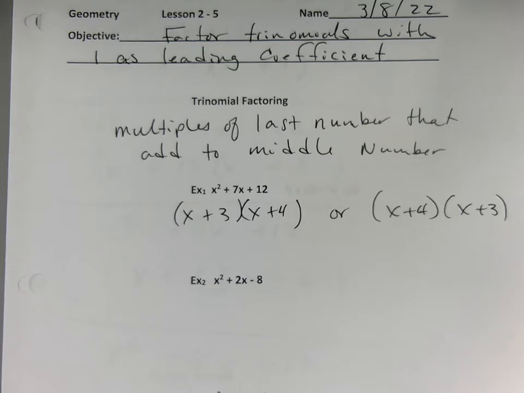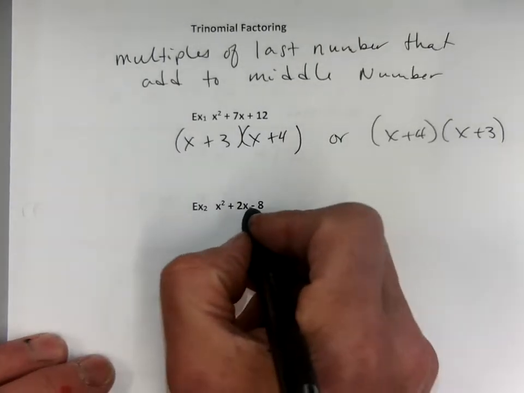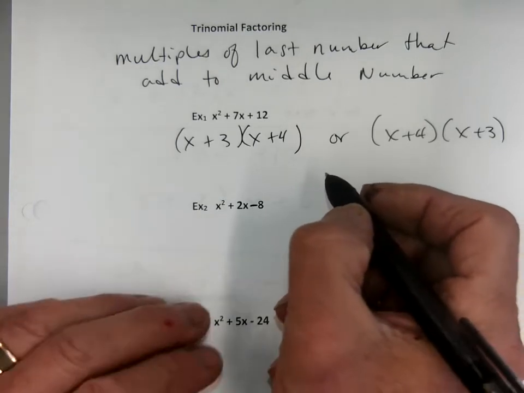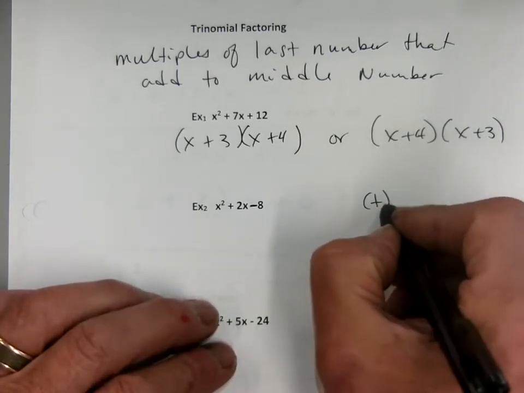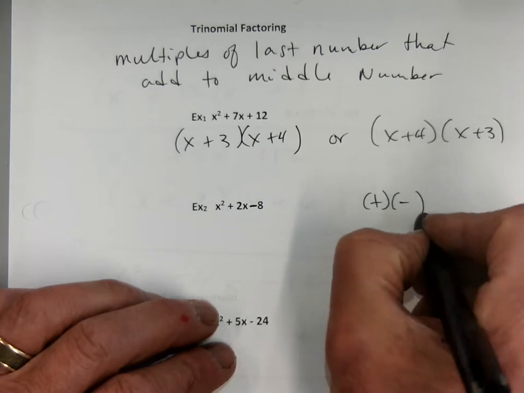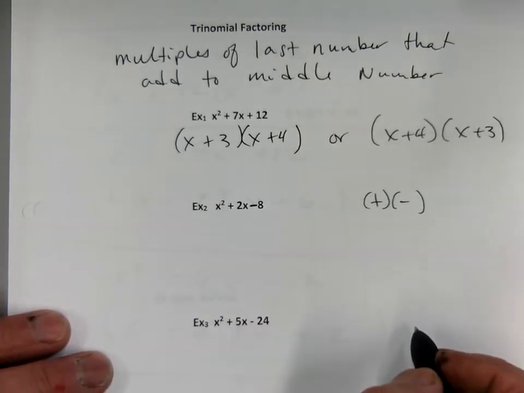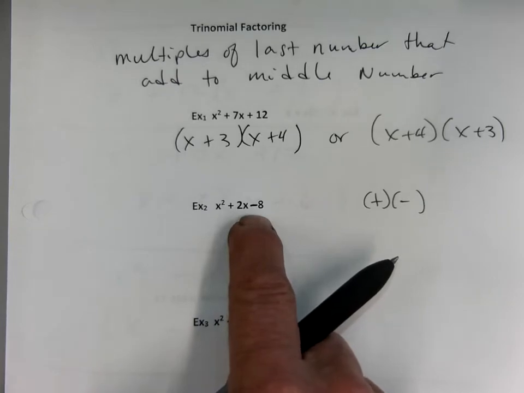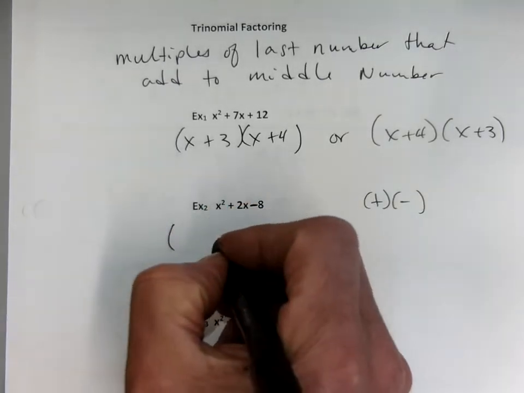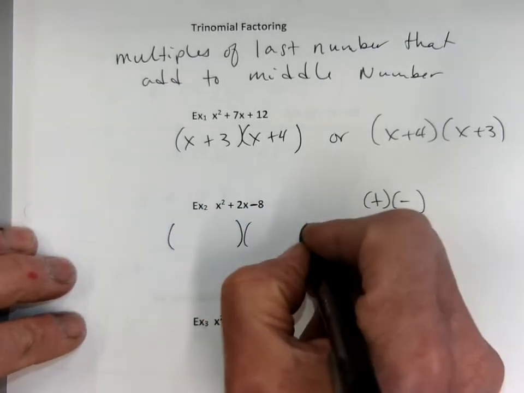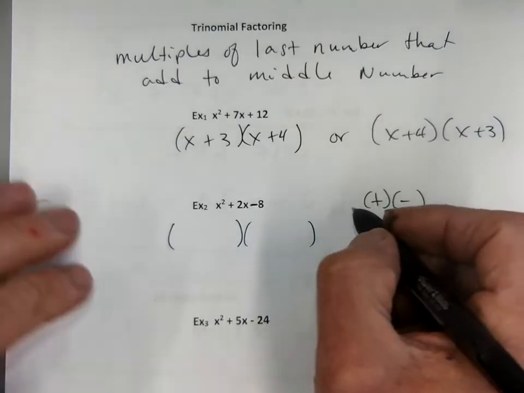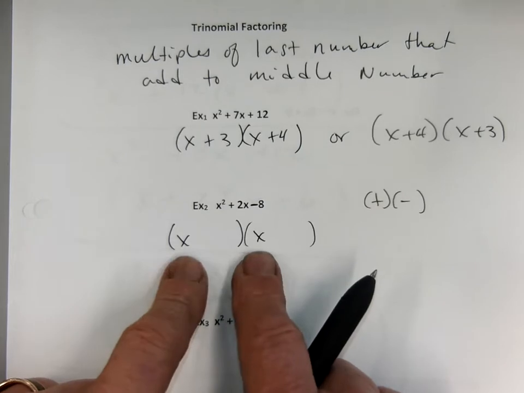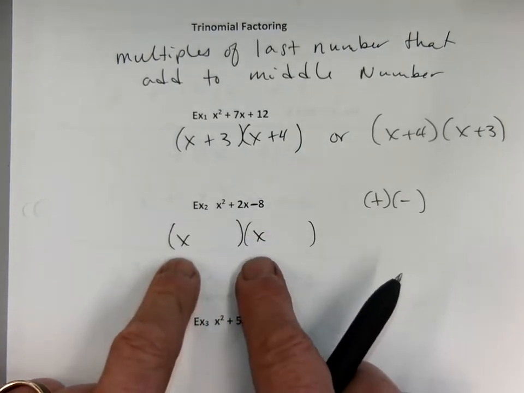Now example 2 has a negative. It's got a negative 8. So we got to be careful with the negative because I know for sure I'm going to have a positive times a negative to make my negative 8, right? Only way I can make a negative 8 is positive times negative. So start again with parentheses, parentheses. And I know I'm going to have to make an x squared, so x has to go here. Has to be x and x, so you can make an x squared, right?